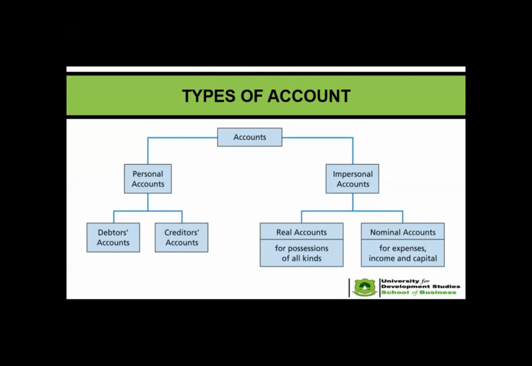And we have it here in UDS. So we go to central administration, and we say, oh, this is the head of what? Receivables. He's the one in charge of all our student debtors. So whatever information we need about student debtors, we only go to the head of receivables. So under the personal account, we have debtors account or receivables. We also have what? Creditors account or payables.